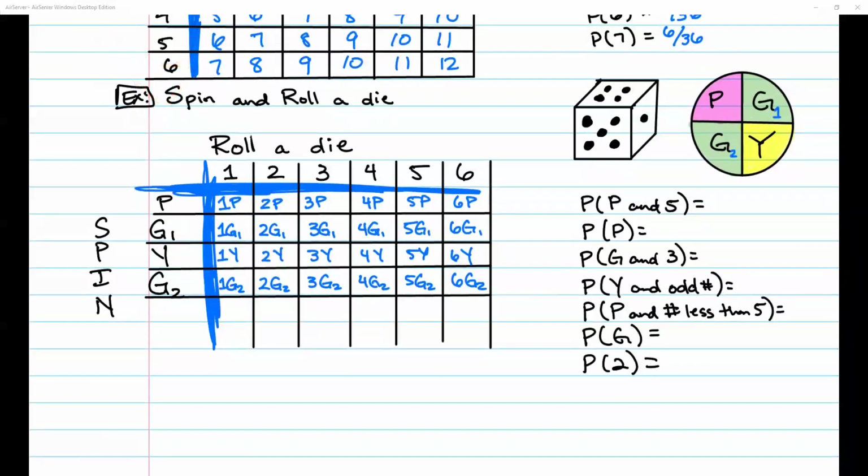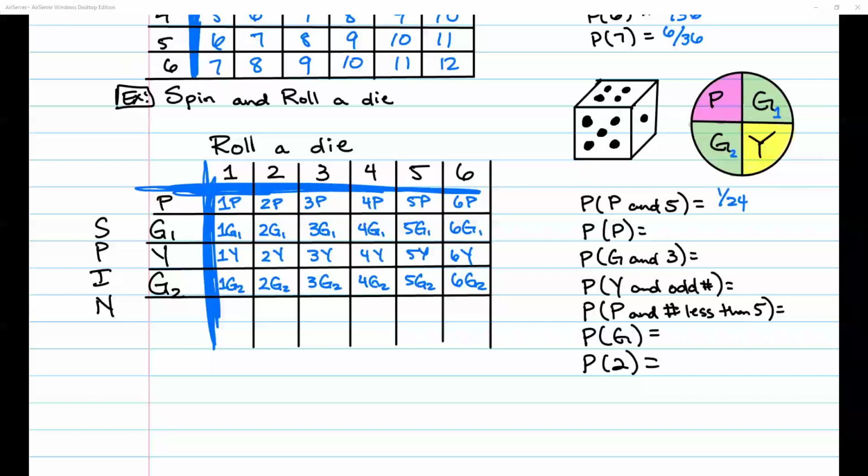Hey, what's the probability that when I played my game, not only did I get a pink, but I also got a 5? So let's look at my table. Which ones are pink and a 5? Well, here are my pinks. And the only one that's a pink and a 5 is this one right here. So there's only one way of doing that out of, we said, a total of 24.